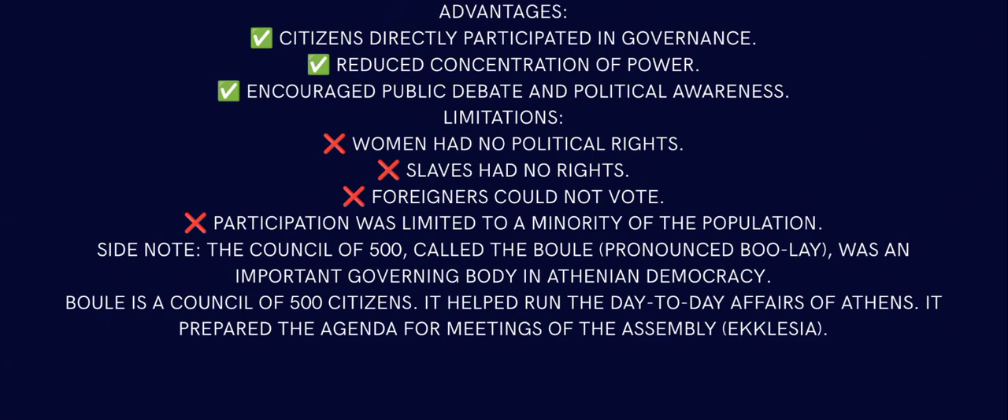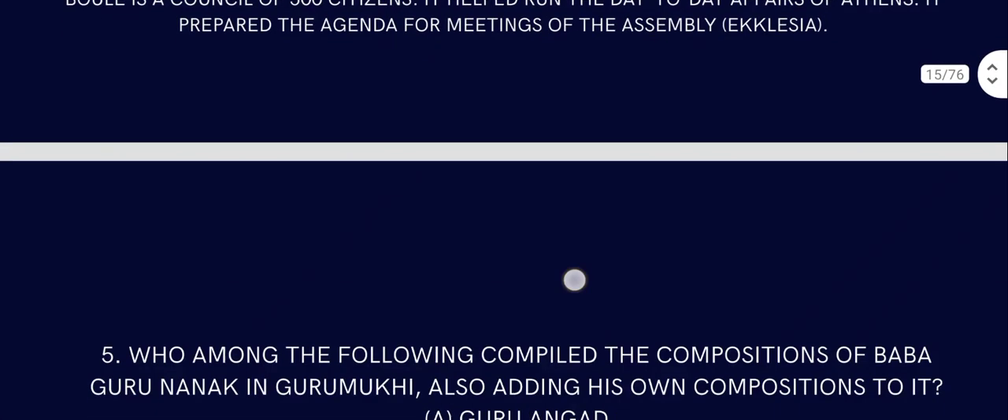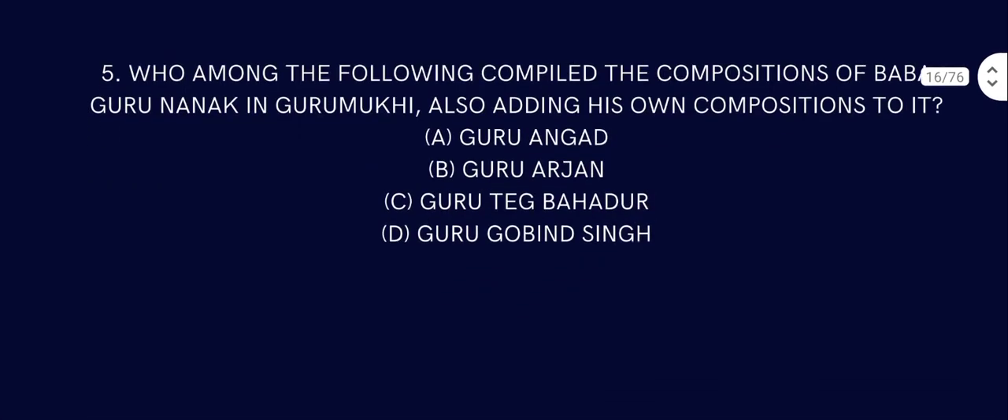Side note: the Council of 500 is called the Boule, pronounced as Boule-ay, not bowl. The Boule was an important governing body in Athenian democracy. The Boule is a council of 500 citizens. It helps run the day-to-day affairs of Athens. It prepared the agenda for meetings of the assembly, that is Ecclesia. You can move back and read the whole thing once more to understand it properly.